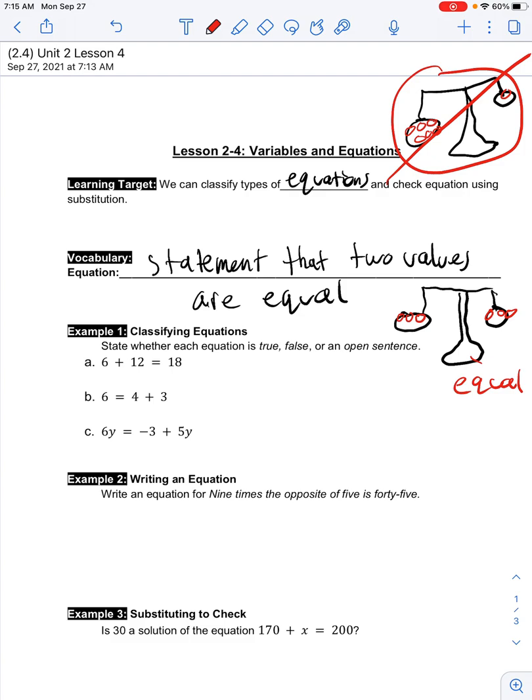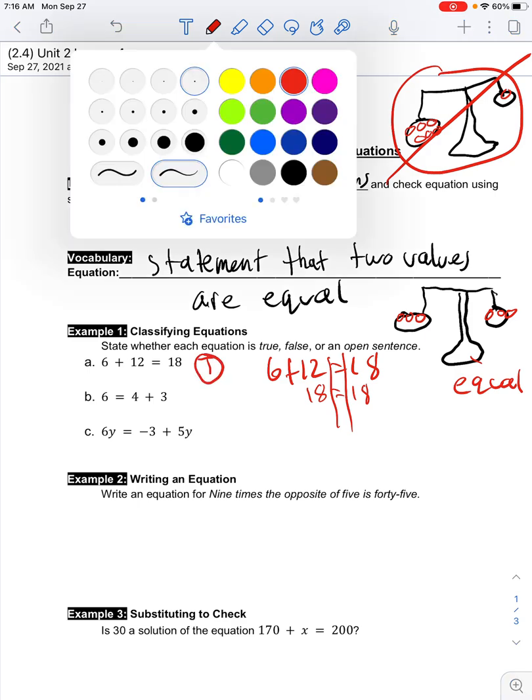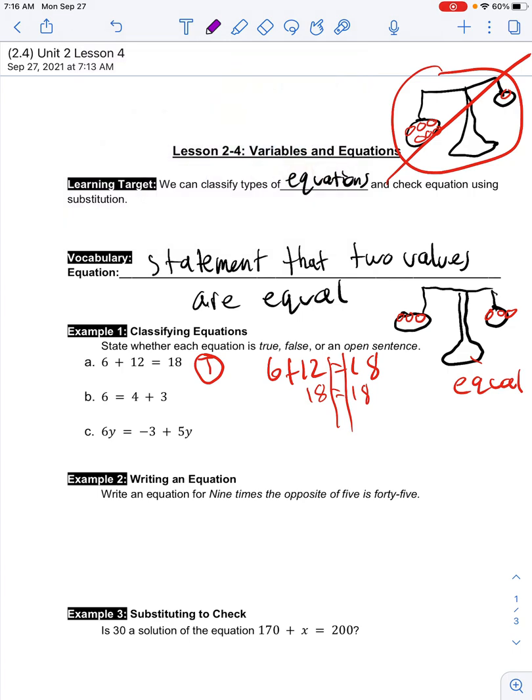So as we look, I have to determine whether these statements are true, false, or, if it has a variable, it may be an open sentence. I might not be sure what it is. So I want to simplify this just to see if it's true or false. 6 plus 12 is 18. So I ask, is my scale balanced? Are my things equal? And the answer to this one is yes. 18 does in fact equal 18.